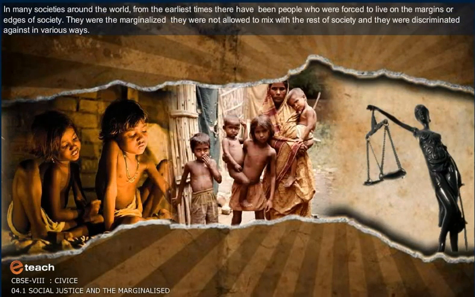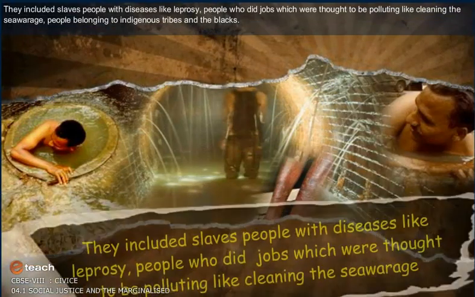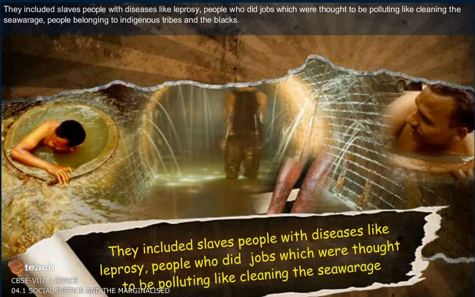In many societies around the world, from the earliest times, there have been people who were forced to live on the margins or edges of society. They were the marginalized. They were not allowed to mix with the rest of society and they were discriminated against in various ways. They included slaves, people with diseases like leprosy, people who did jobs which were thought to be polluting like cleaning the sewerage, people belonging to indigenous tribes and the blacks.